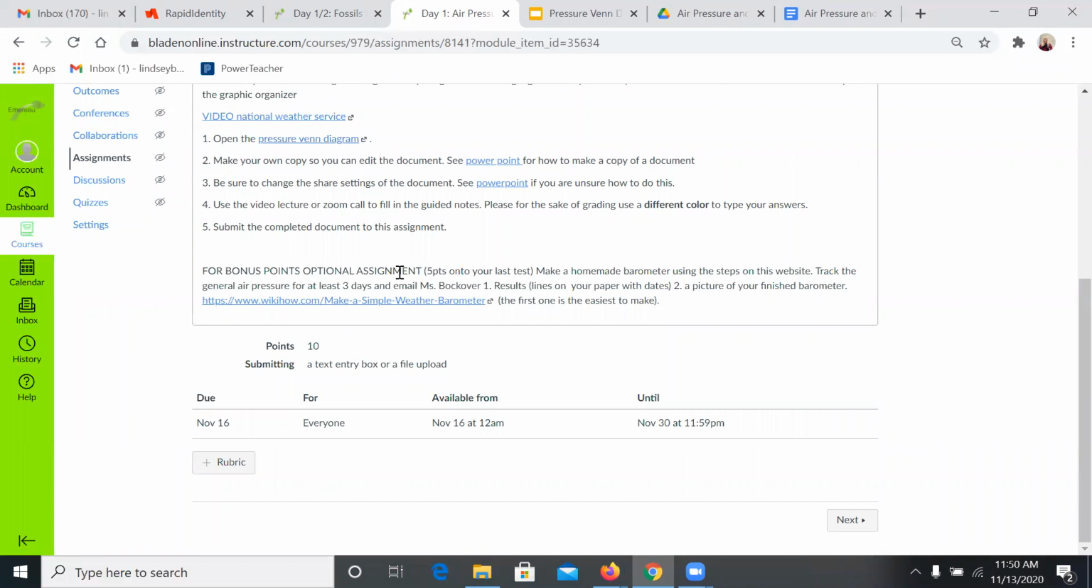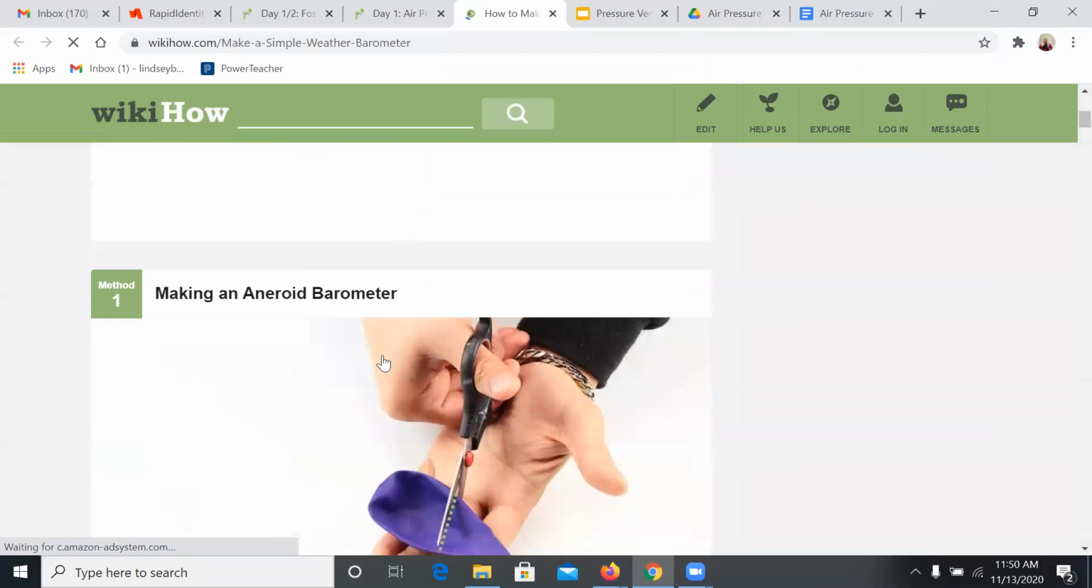For bonus points, an optional assignment, and I'll put 5 points on your last test or the test that you'll take before Thanksgiving. You're going to make a homemade barometer using the steps on this website. Track general air pressure for at least 3 days and email Ms. Back over, one, the results or the lines on your paper with the dates, and two, a picture of your finished barometer. Here's your wikiHow on how to do it.